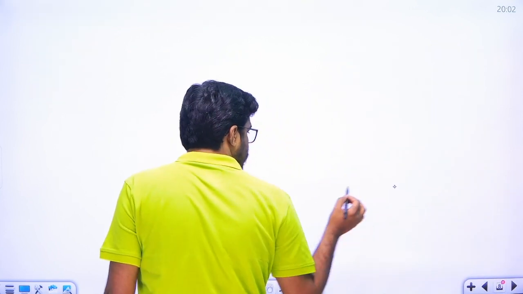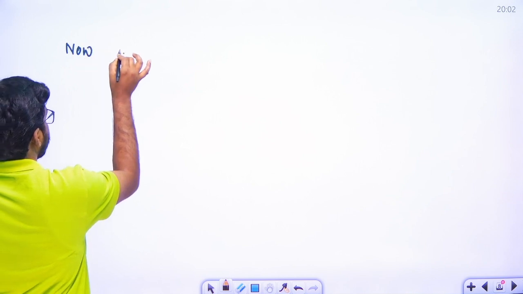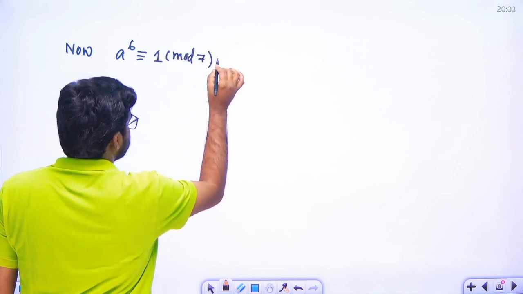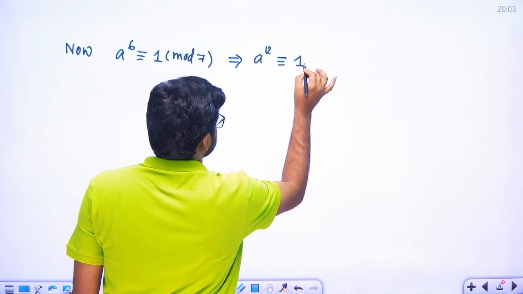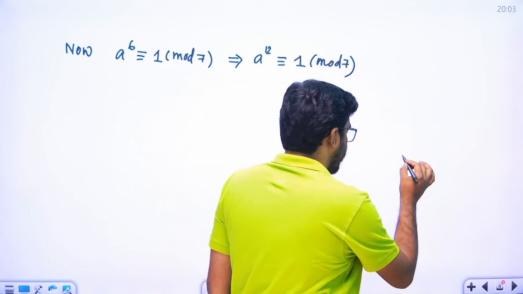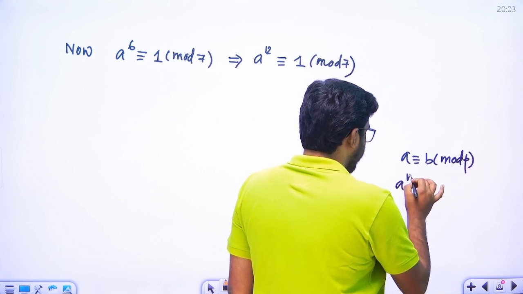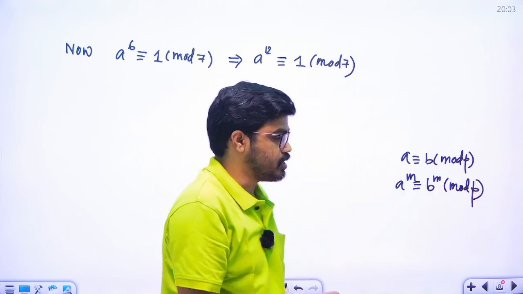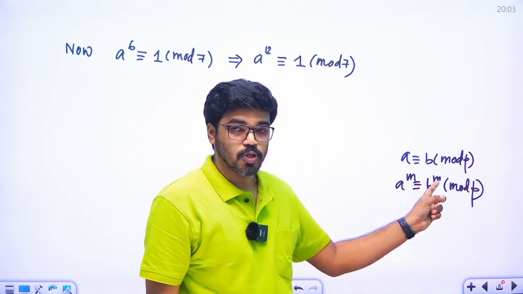Now A to the power 6, from the second congruence, is congruent to 1 modulo 7. This implies, just square it, so A to the power 12 is congruent to 1 squared, that is 1 modulo 7. Suppose A is congruent to B modulo P, then A to the power m is congruent to B to the power m modulo P. Just apply this result.